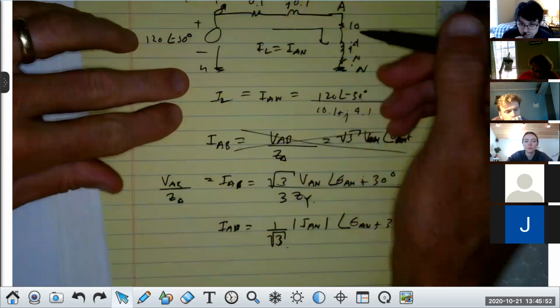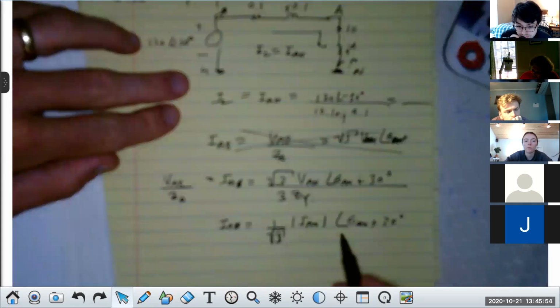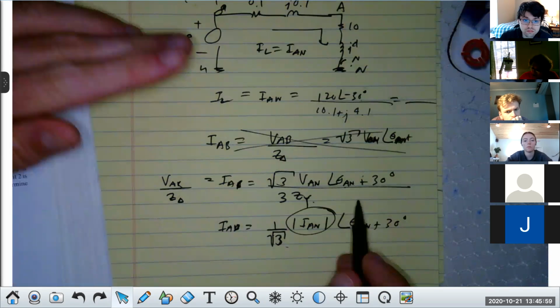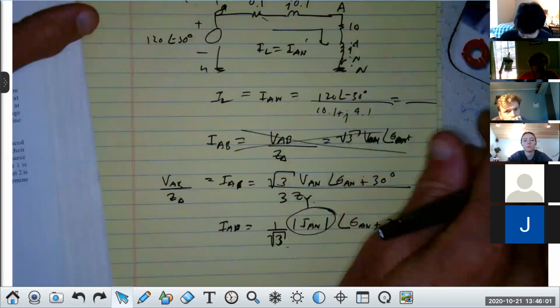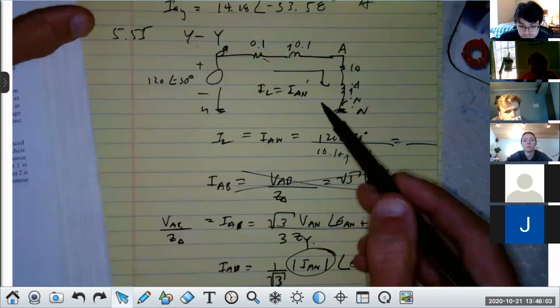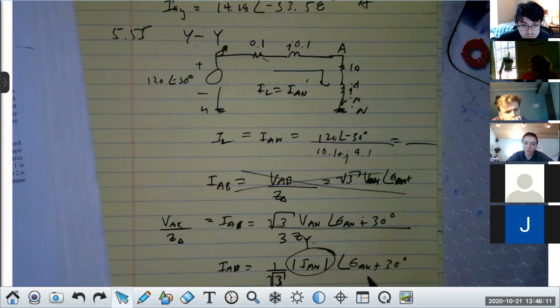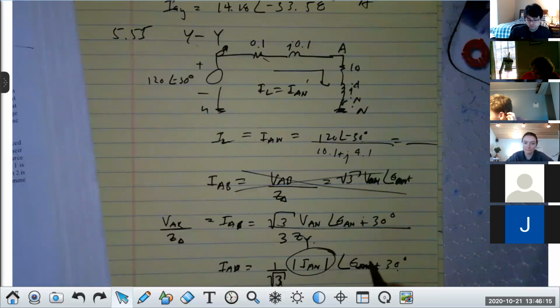Well, if I take the magnitude of the line current, isn't this right here the magnitude of the line current? I mean, IAN here is the line current, isn't it, class? Yeah. So if you take the magnitude IAN or I line, they're one and the same, and divide it by square root of 3, that'll reduce the magnitude, and then add 30 degrees to it. Only this angle now is what? That's going to be the angle of the source, right?